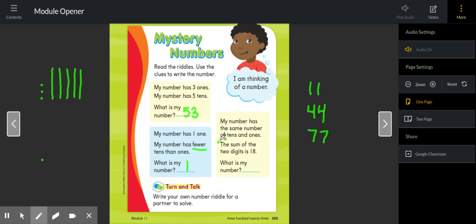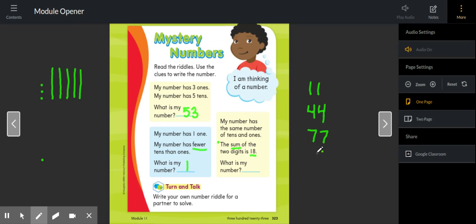Okay, so my number has the same number of tens and ones. But here's our second clue. The sum, and we know that word sum is another really important math word. It means the numbers are added together. So the sum of the 2 digits is 18. So the sum of the 2 digits in this one would be 1 plus 1. So the sum would be 2. The sum of these 2 digits, 4 plus 4, would be 8. The sum of those 2 digits, 7 plus 7, would be 14.